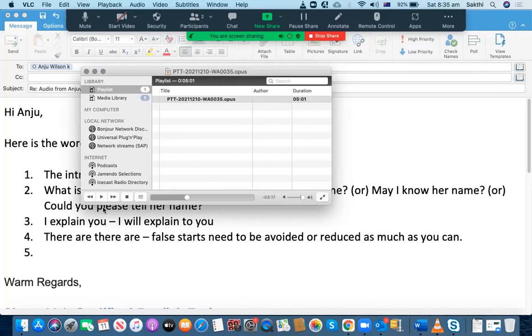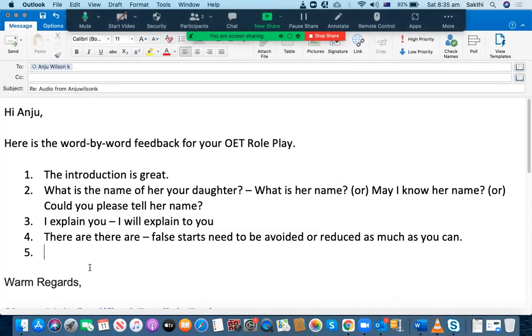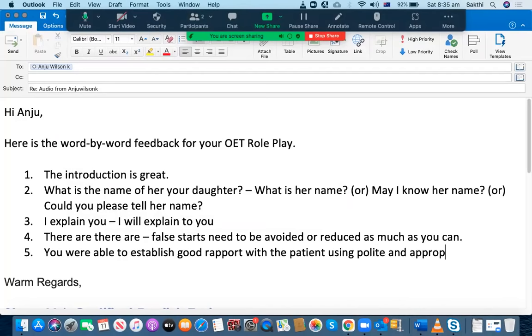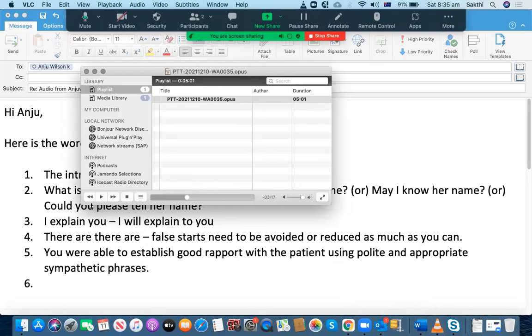Yes, nurse. Okay. Perfect. The way you are encouraging the patient to take care of her daughter is amazing. So you were able to establish good rapport with the patient using polite and appropriate sympathetic phrases. I'm very happy with the way that you have been dealing with this. It's really good. It's amazing. All right, let's continue now.